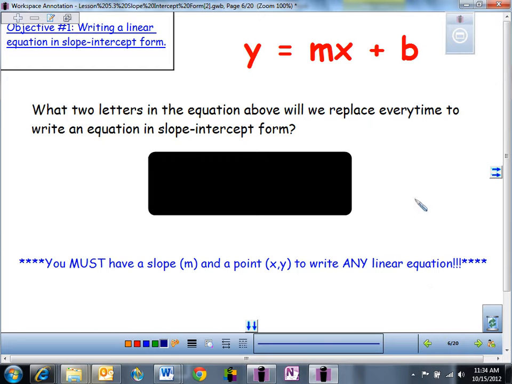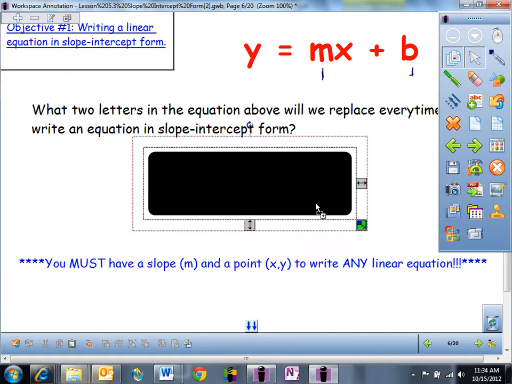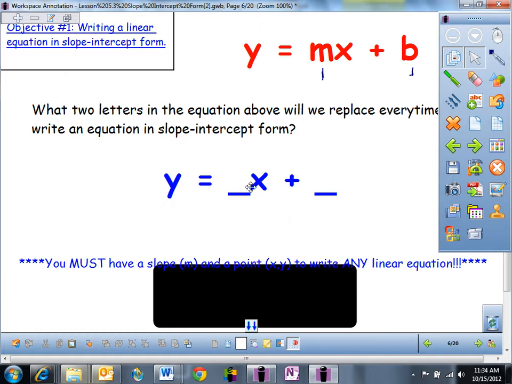So writing a linear equation in slope-intercept form. Here's y equals mx plus b. What two letters in the equation above will we replace every time? Well, we're going to find something for the m and something for the b, but the y and the x should always be there. So you always want to have a space for the slope and a space for the y-intercept.